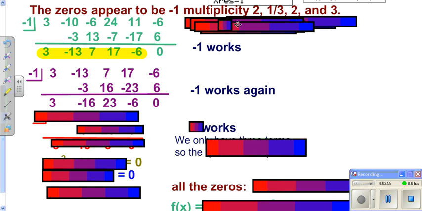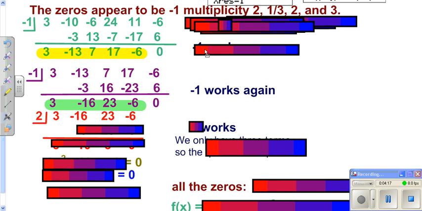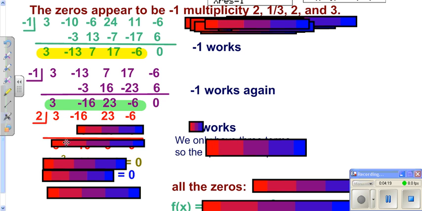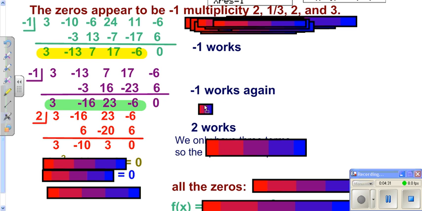Now that we've tried -1, we have our options of a third, 2, or 3 to try again. Well, I don't really want to work with a fraction unless I need to, so I'm going to try 2, and then once again, I'm only going to try that into my quotient. And then we'll drop the 3, multiply, and continue. And you'll see that 2 also works.